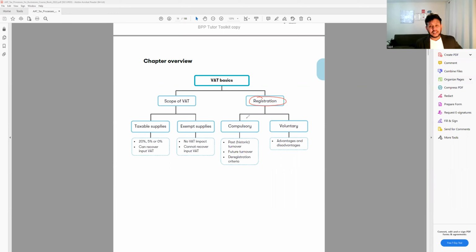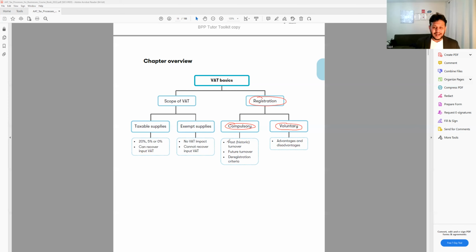There are 2 types of registration for the VAT. We have a compulsory registration and we have a voluntary registration. Compulsory registration is all about I don't have any choice. I have to register for the VAT. I don't have any choice and I have to do it. If I have no choice and I have to register for the VAT, that is called compulsory VAT. With the compulsory VAT, we have 2 tests. Both tests don't have to be satisfied. Within these 2, if one test is satisfied, we have to register for the VAT.